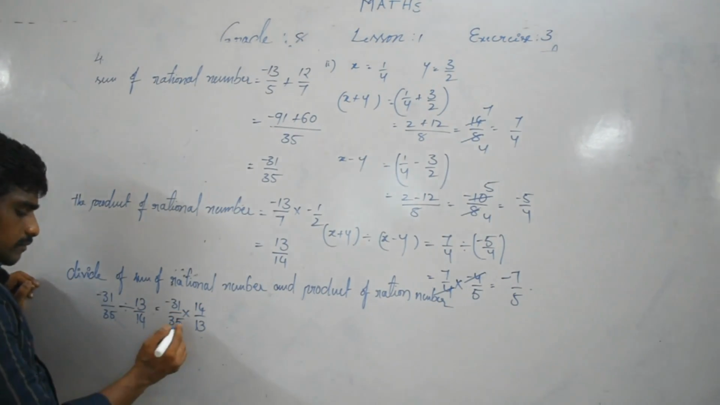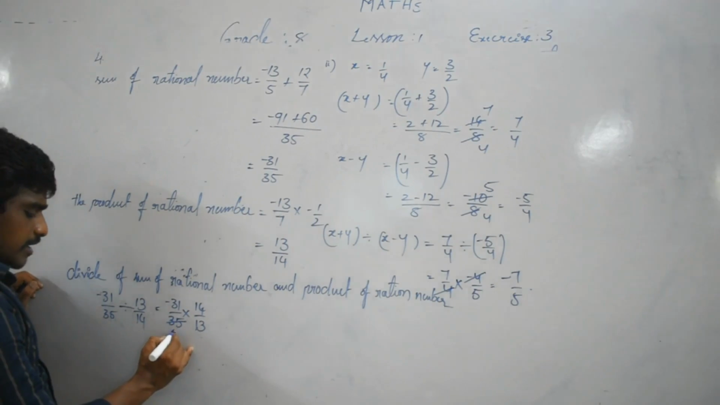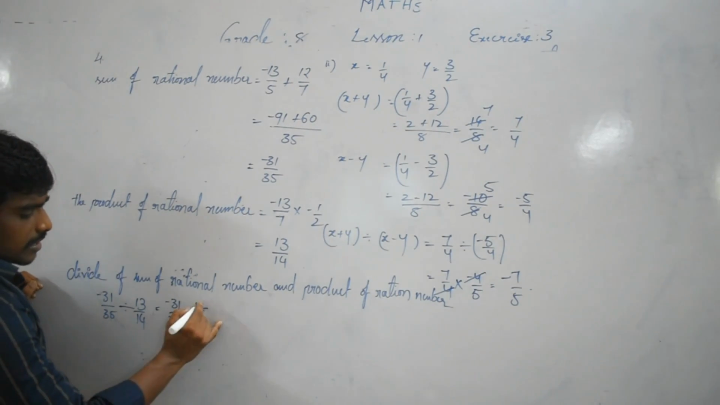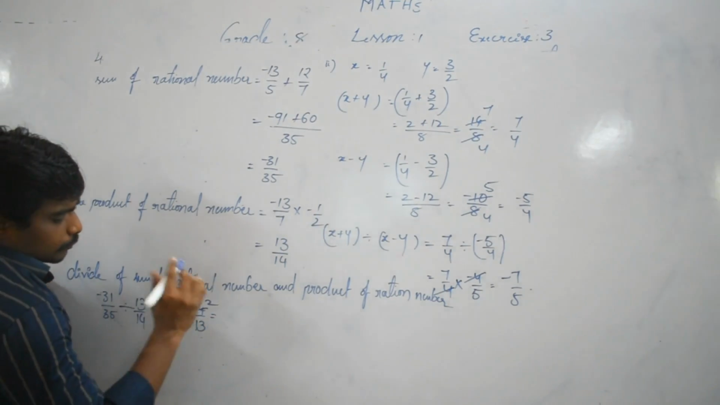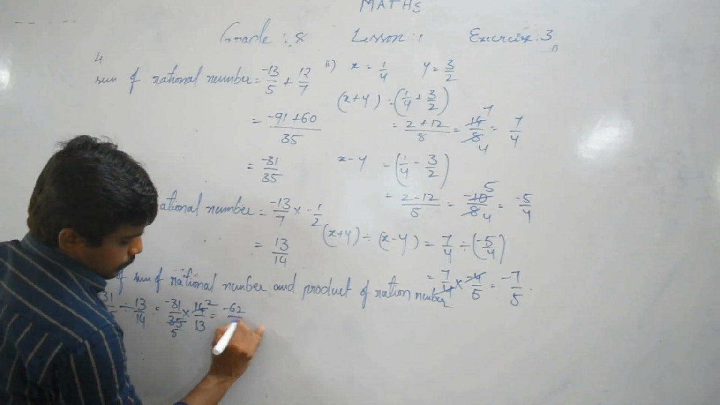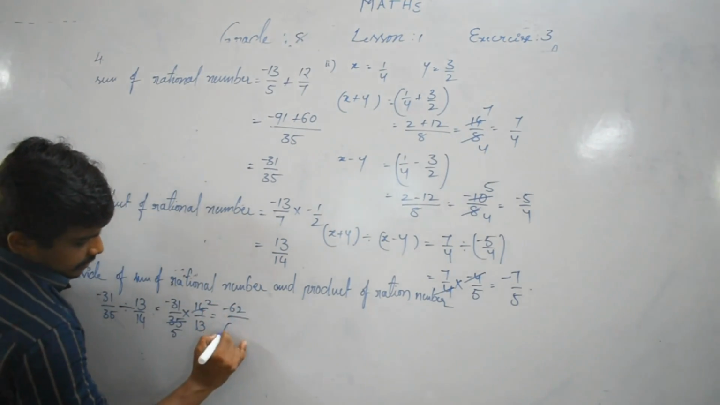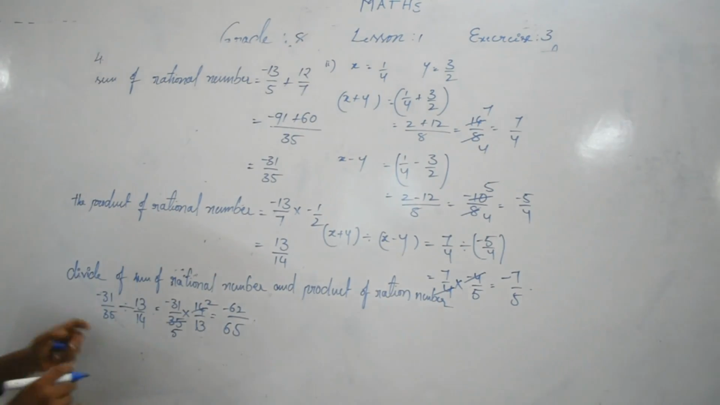So 7 5s are 35, 7 2s are 14, 31 2s are minus 62, 35 5s is 65. Copy this one.